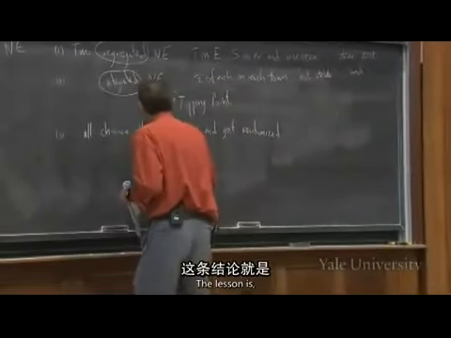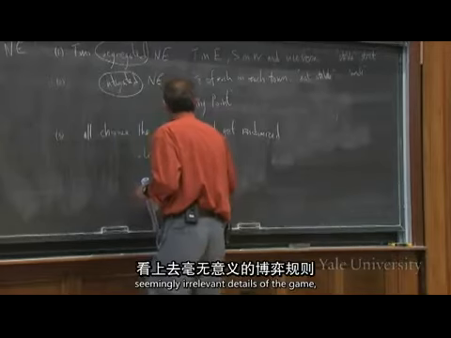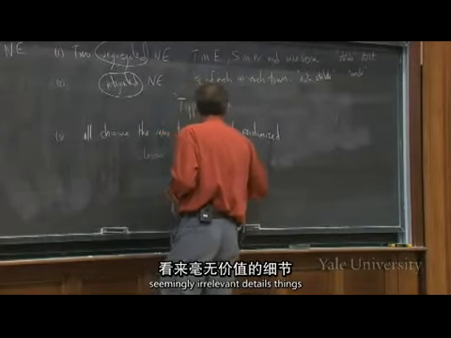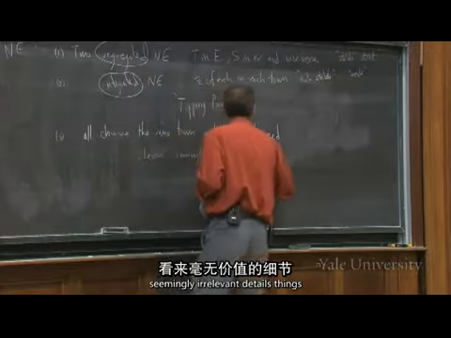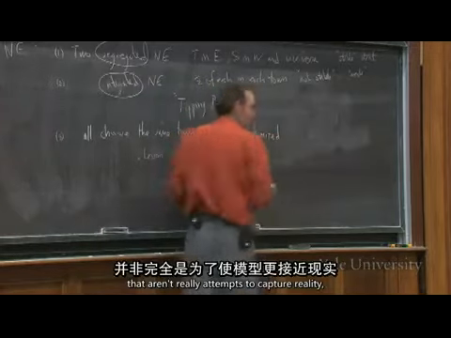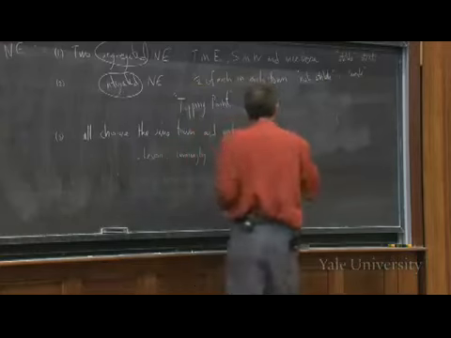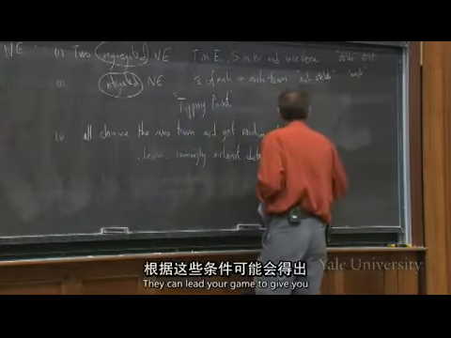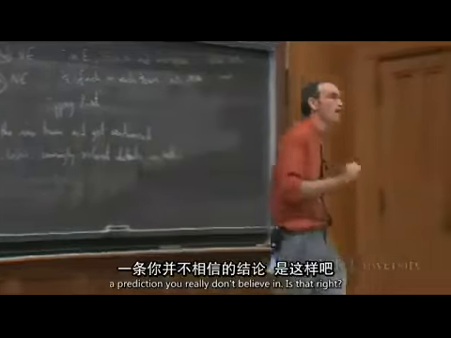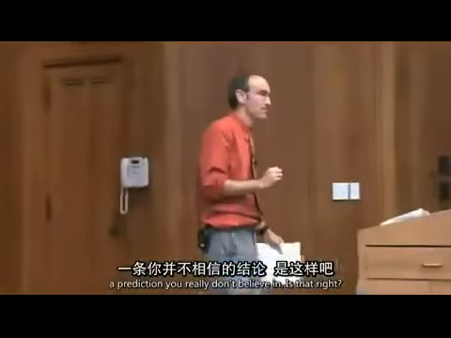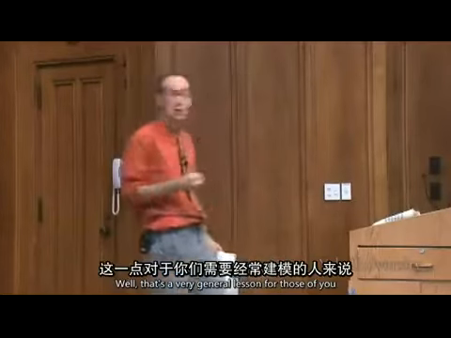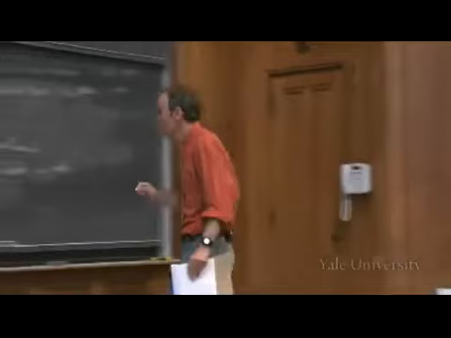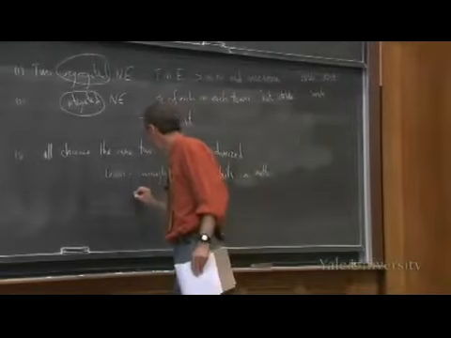The lesson is seemingly irrelevant details of a game, things that aren't really attempts to capture reality, they're just trying to get things through in a hurry, can end up mattering. They can lead your game to give you a prediction you really don't believe in. Is that right? And that's a very general lesson for those of you who are going to go out and model things more widely. There's a second lesson here, however.